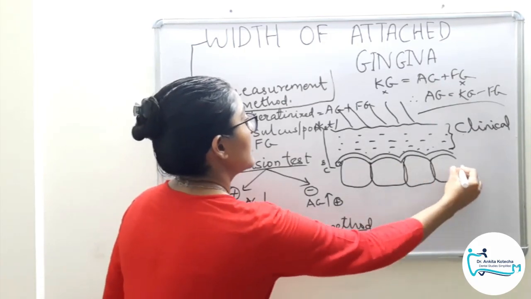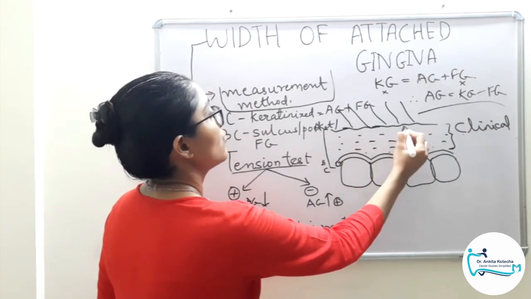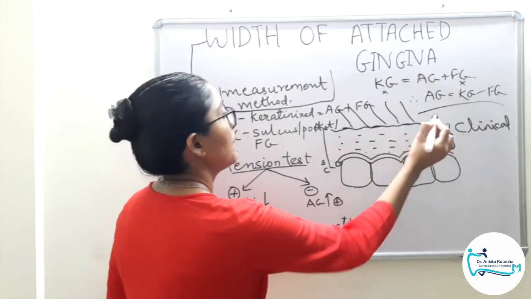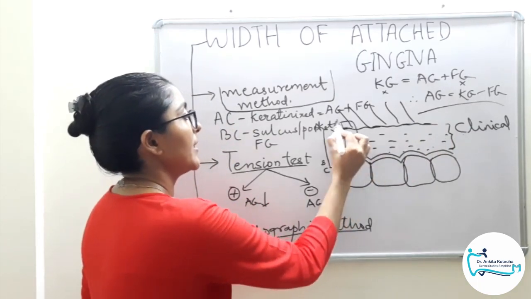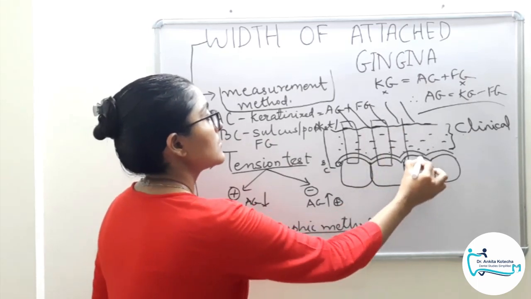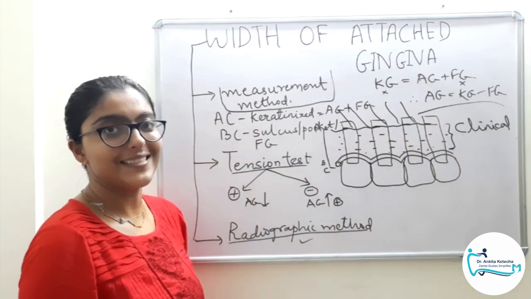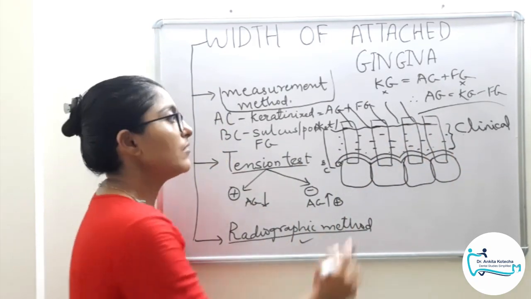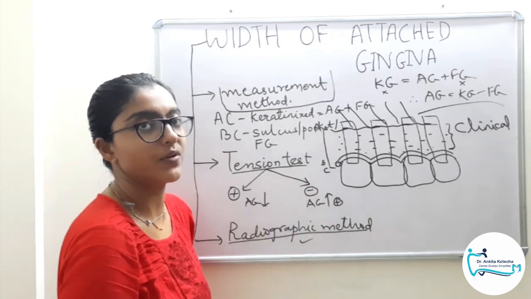So let's say on the mucogingival junction, mid-facial aspect, small orthodontic wire pieces are placed and they are secured via adhesive bandages, and then an OPG is taken. Now you will ask me, we have mucogingival junction. What is the next reference point to compute the width of attached gingiva?